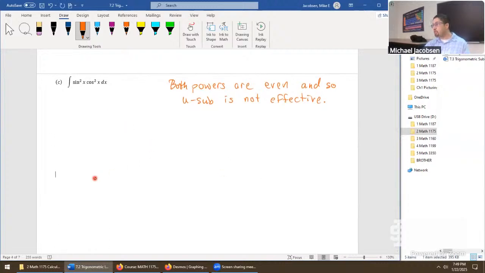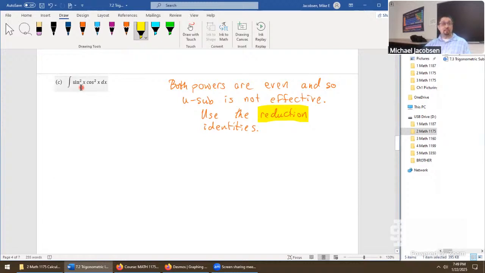So let's say in this situation, use the reduction identities. And this is pretty well named, the reduction identities, because the purpose of them is to take these powers and literally reduce them. They're going to be divided by 2 each time we use a reduction identity. So the start of this problem is really just a bit of algebra. Let's begin with sine squared x times cosine squared x.